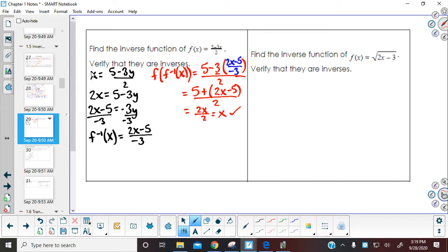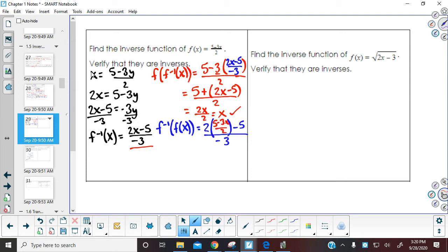So we have verified it one direction. Then we need to go ahead and verify it the other direction. So if you have f of x and you're plugging it into your inverse, we look at our inverse that we have here on the left. We can go ahead and do some substitutions. We have 2, and then I'm going to put some parentheses here, and minus 5 all over negative 3. And if we substitute our original, it was 5 minus 3x over 2.